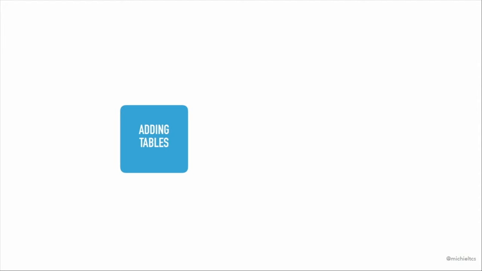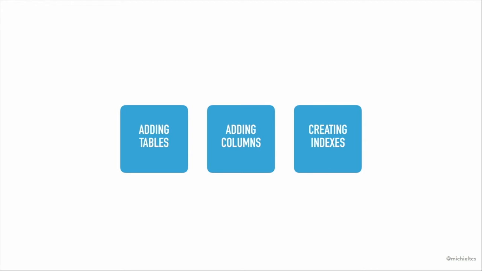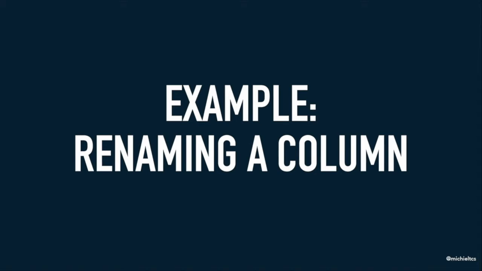So what can we do? We can add stuff. Adding stuff is always backwards compatible, right? Because the old app does not care about new stuff. It's not going to look for that. So adding things, adding tables, adding columns, we're fine. Creating indices, usually. Depends on the database engine, depends on the vendor, but usually. So let's dive into a practical example of how to do that.